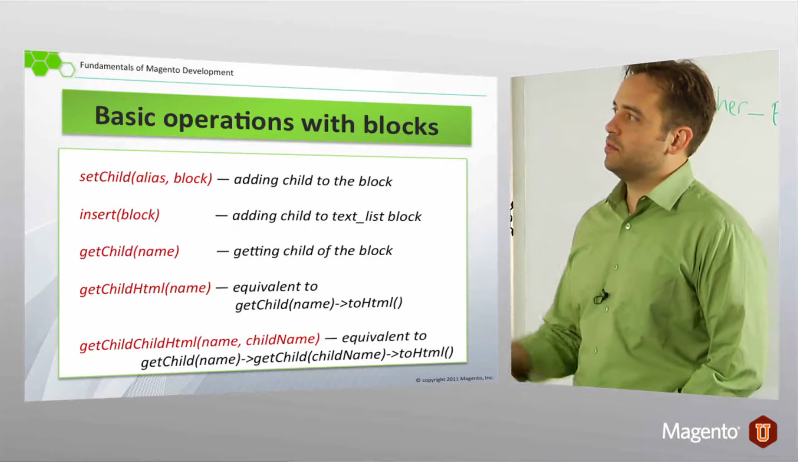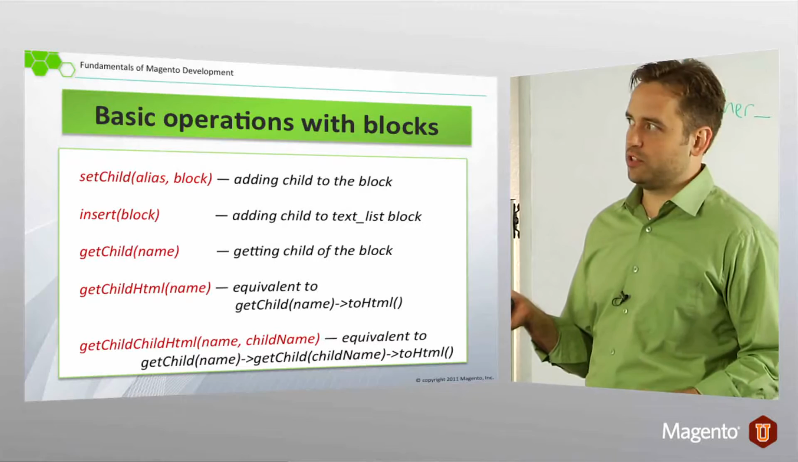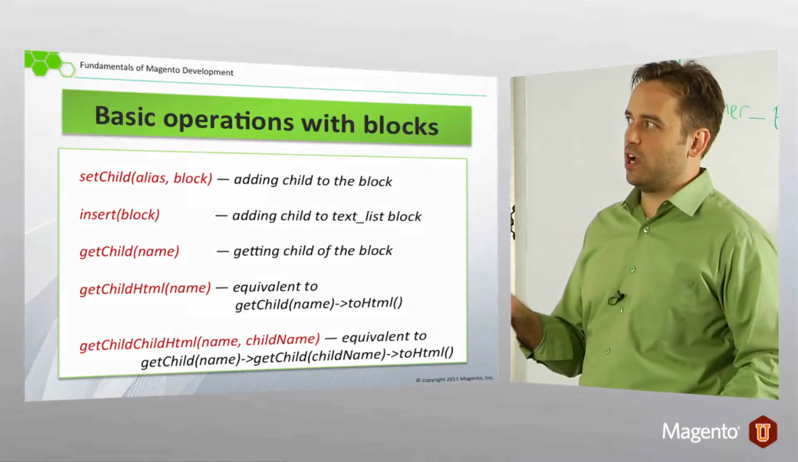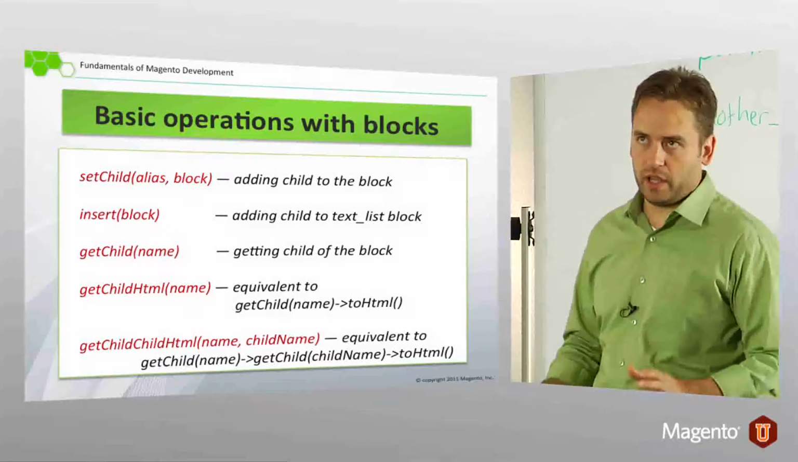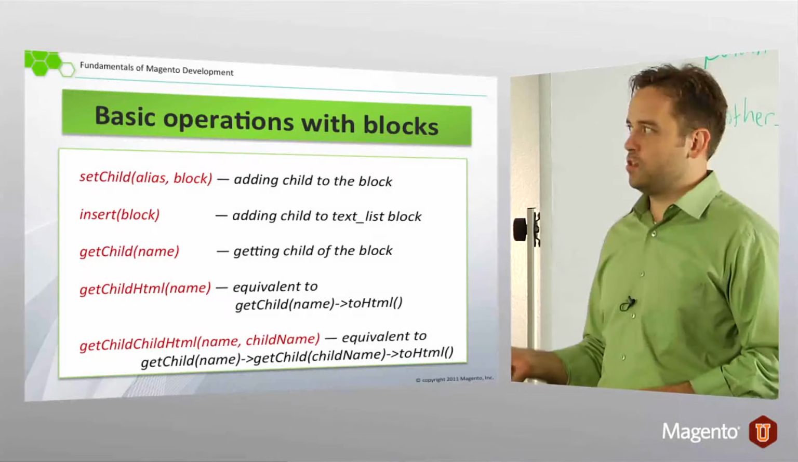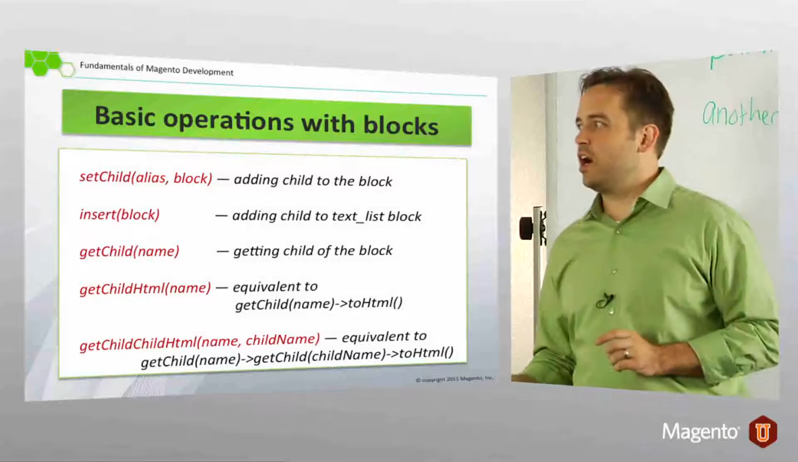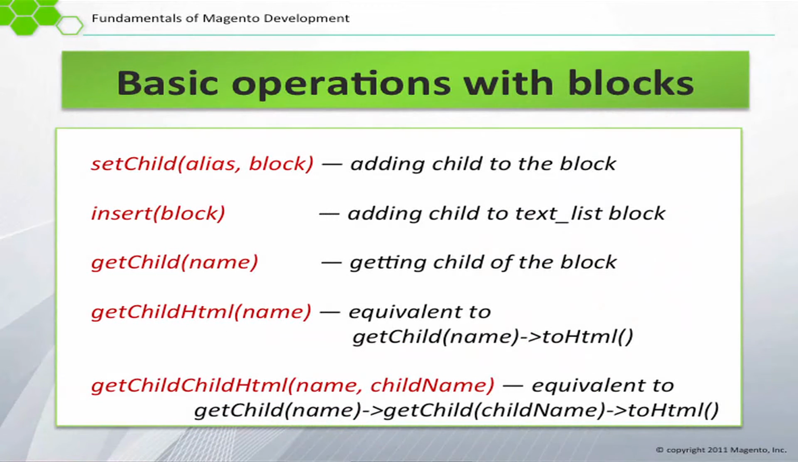Basic operations of blocks. Set a child block to another block. So you might have the parent block, and then you would call set child. Pass in the name or the alias, but the name. Insert works for text list blocks. Okay, we'll be dealing with that soon. GetChild will actually get the instance of that block class. So from a parent block, a child, and then of course GetChild HTML. This is the one you'll be using all the time in your template files.